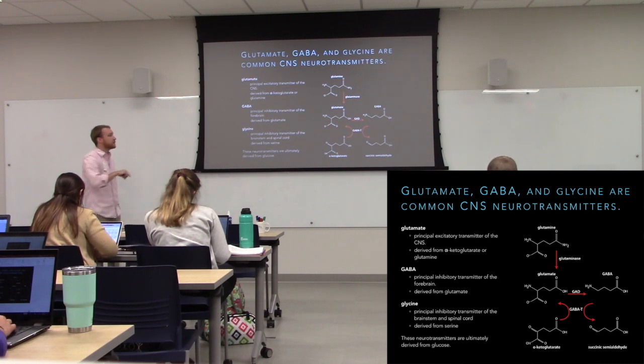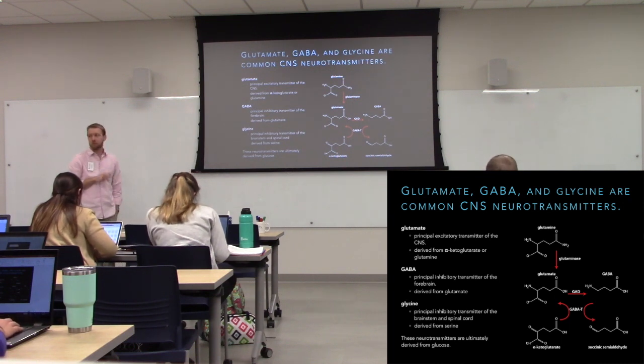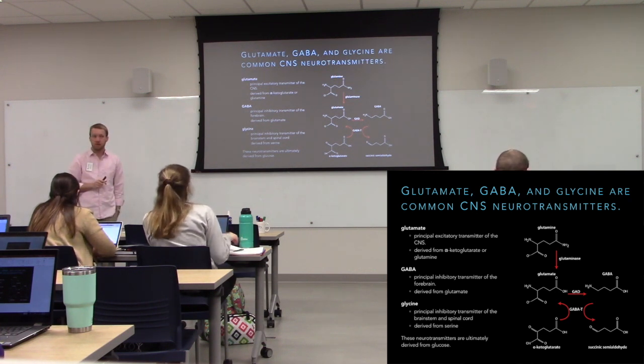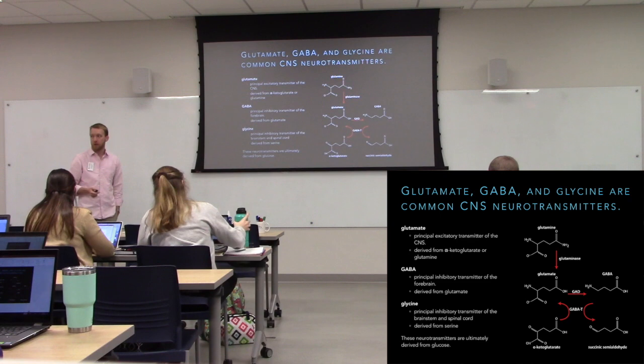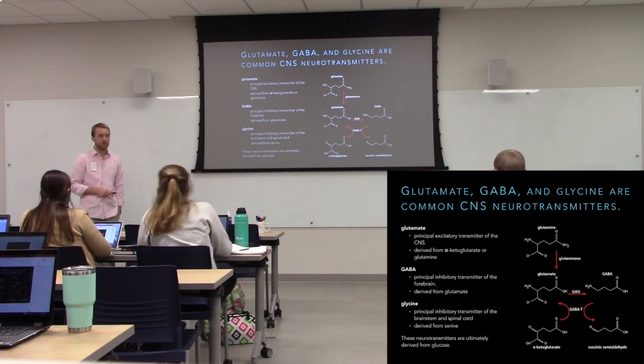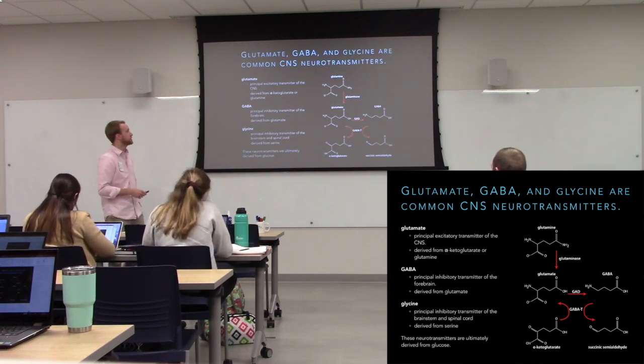The most common neurotransmitters in your central nervous system would be these three: glutamate, GABA, and glycine. Glutamate is the principal excitatory neurotransmitter throughout the entire CNS. If there's an excitatory synapse in the central nervous system, go ahead and guess it's glutamate. You'll be right about 90% of the time. That's good enough for an A. I guess an A minus.